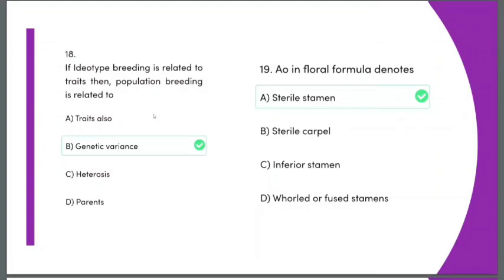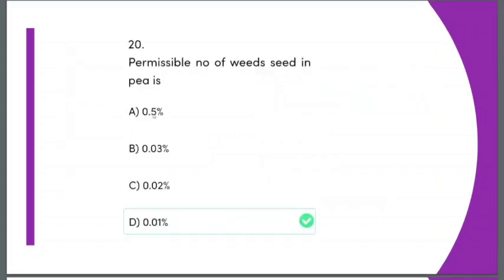So let's eliminate the options. First option is trait. So trait, no, it can't be the answer. Genetic variance is the second answer. So yes, it's correct. Heterosis and parents are incorrect options. 19th question is: A naught in floral formula denotes. So A denotes androecium, that is the male part, and A naught denotes sterile stamen or sterile male part.